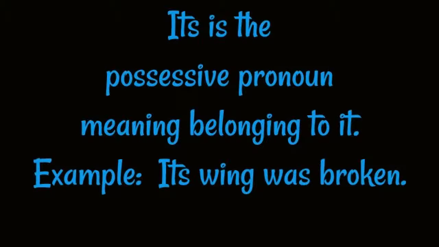Its, I-T-S, no apostrophe, is the possessive pronoun, and that means belonging to it. For example, its wing was broken. Well, some sort of a bird or something was broken. It's a possessive pronoun, and it means the wing that belonged to the bird or the chicken, whatever it was, broken. Keep those two separate.